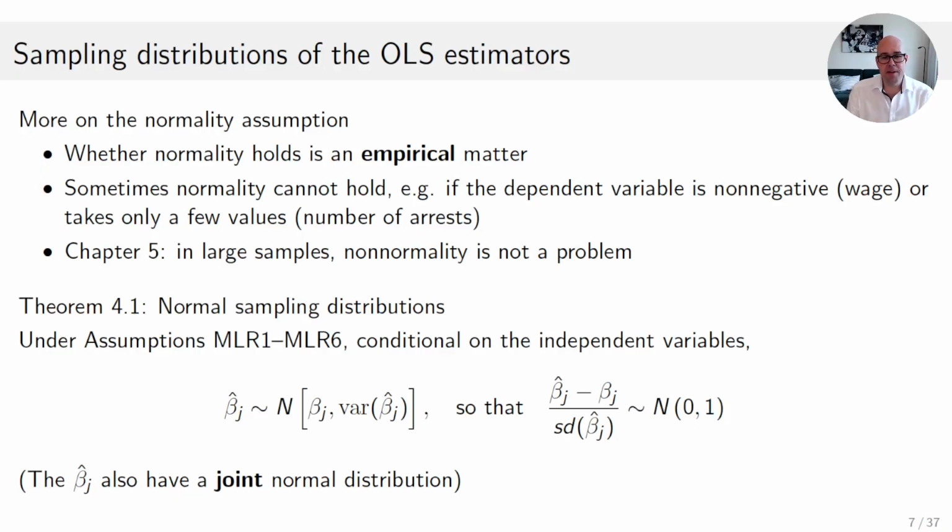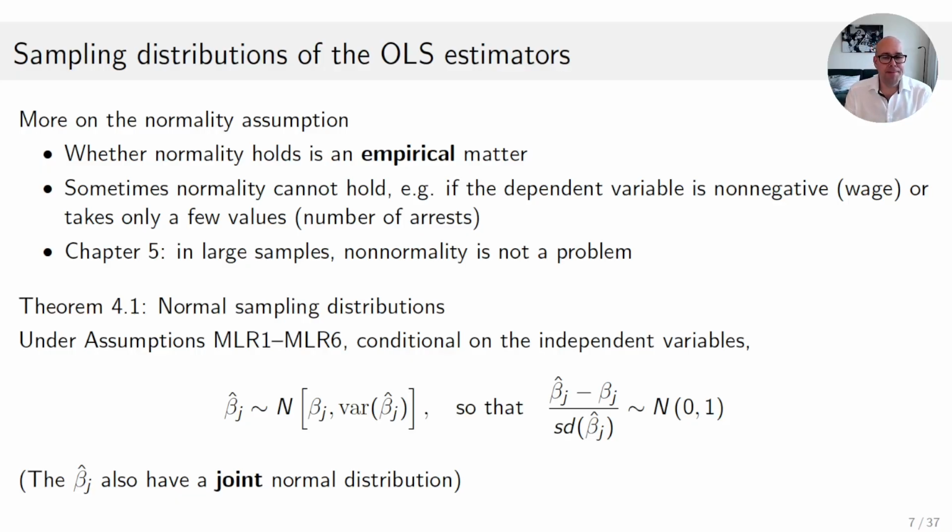That's not the point of this whole presentation here. I just want to mention it. At the same time, I also want to mention that sometimes normality really cannot hold, right? If the dependent variable is non-negative, for instance, like a wage or price, then we can't have certain values of the u, and that means that on theoretical grounds we know that normality cannot hold.